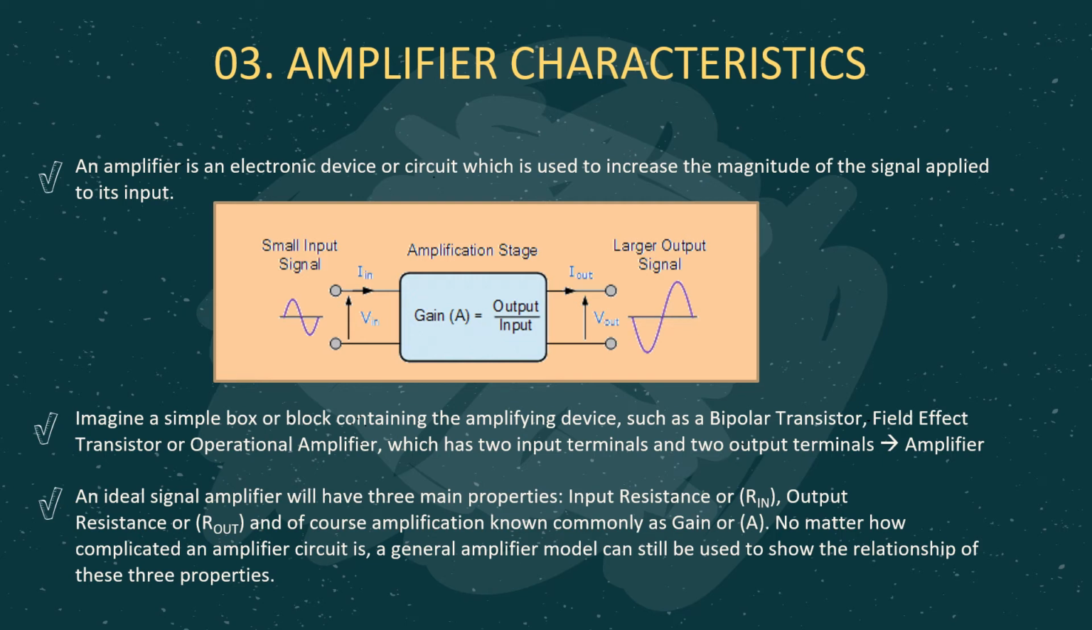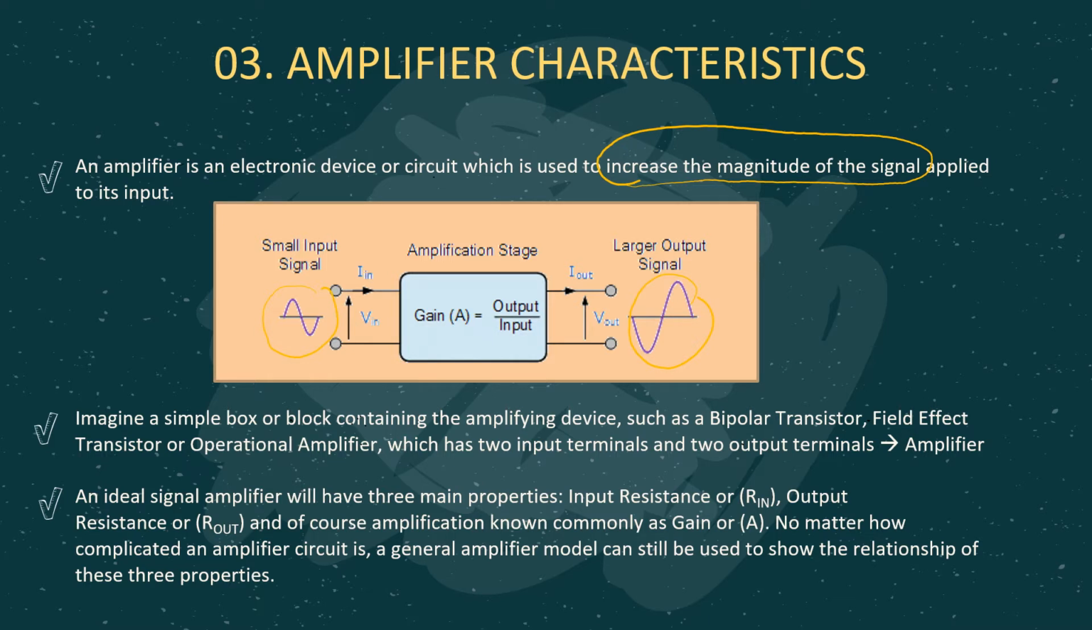Okay, now we come to the third topic, which is on amplifier characteristic. You should know that an amplifier is an electronic device or circuit that we use to increase the magnitude of the signal. Okay, so we want to amplify the signal. It could be the voltage, it could be the current. Meaning when one signal goes through at the input terminal here, then as you can see at the output it becomes larger, because it is being amplified now.